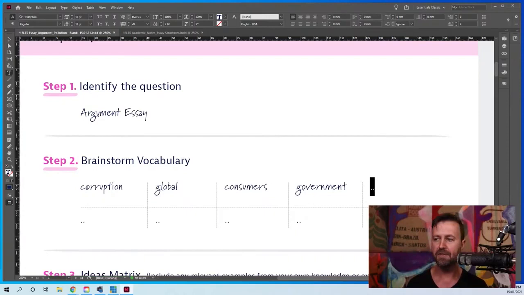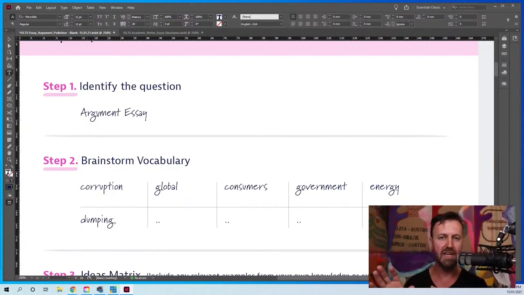The next part after government is energy. So we've got our energy piece there. After that word, we can look at dump or dumping. It's probably a good word to use when looking at sort of how rubbish is managed globally.